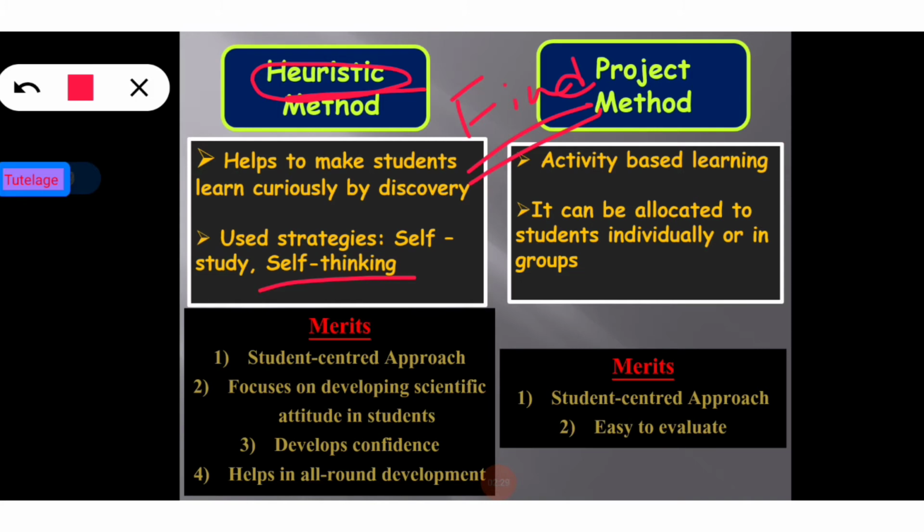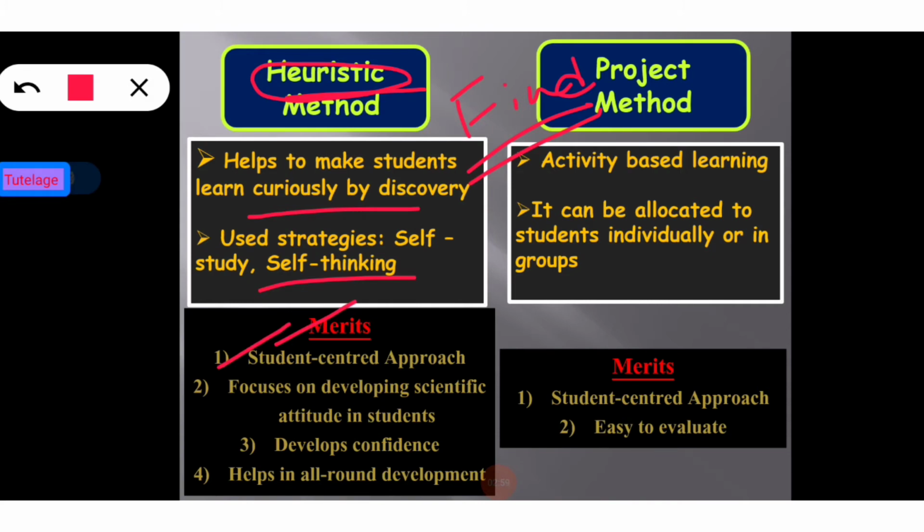So basically it helps to make students learn curiously, and in this method we use the self strategies, self study, self thinking, etc. So self study, self thinking, self prediction, which are the most important criteria in this method basically. So now move on the merits of the heuristic method.